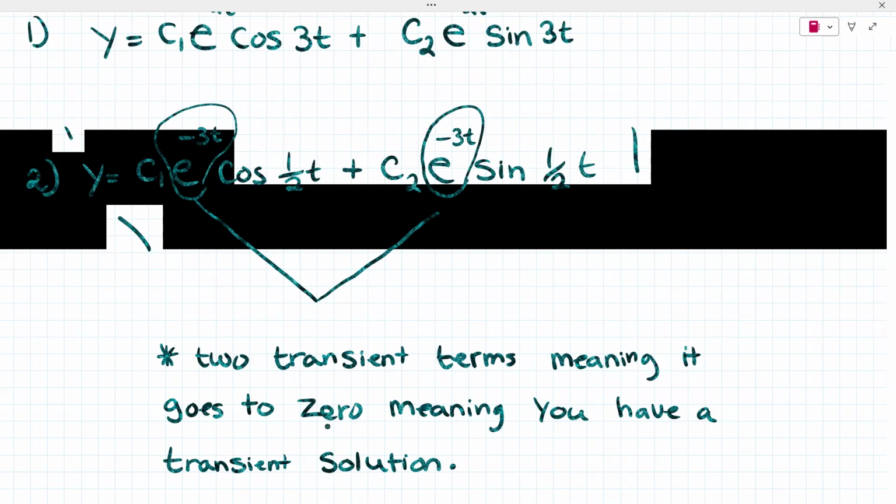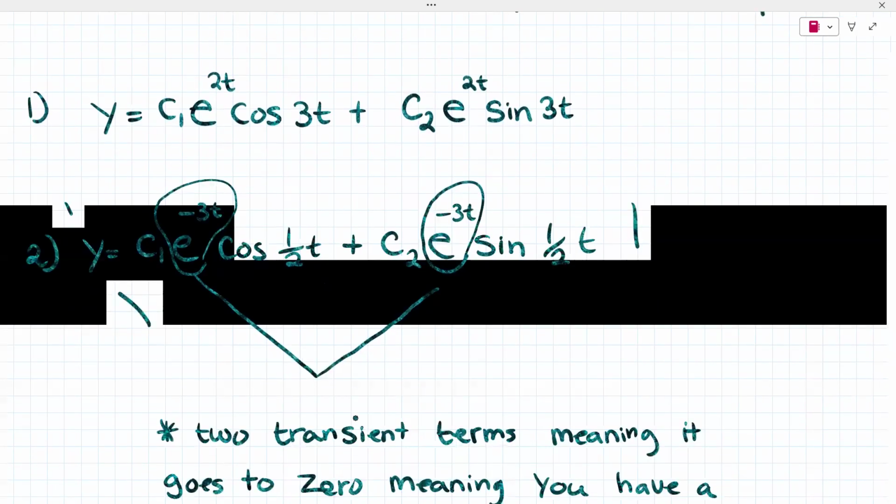As you can see, on this one you have y equals c1 e raised to the negative 3t cosine of 1 half t plus c2 e to the negative 3t times sine of 1 half t. You have two transient terms, meaning it goes to 0. Your two transient terms are e to the negative 3t and e raised to the negative 3t, right?